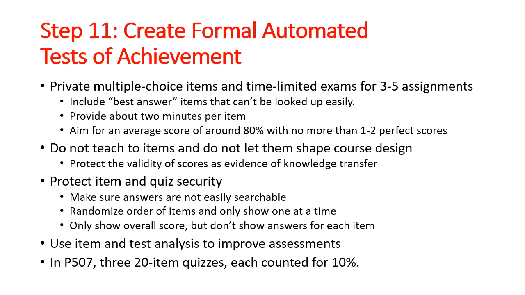The important thing is that you include best answer items rather than correct answer items, as I'll show you, so you can't look them up easily. You want to provide about 2 minutes per item, and we aim for an average score around 80% with no more than 1 or 2 perfect scores in a class. You don't want to teach to the items, and you should certainly not let them shape course design. You want to protect the validity of scores by not exposing students to the actual associations that appear on the items. You want to protect item and quiz security.